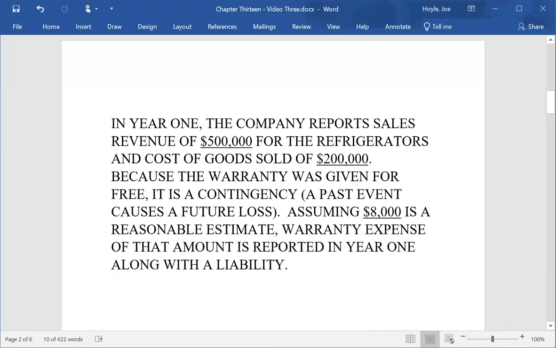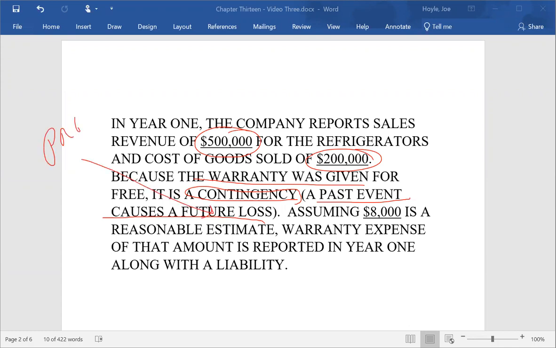So what do we know? Well, we know that the revenues are $500,000. We know the cost of goods sold is $200,000. And because the warranty was an embedded warranty that was given away for free, it is viewed as a contingency. Now, remember, a contingency is a past event that's going to cause a future loss. How do you report that? If the future loss is probable, and if you can make a reasonable estimation of that loss, then you recognize it immediately by debiting an expense or a loss and crediting the liability. That's the rule on how to handle a contingency.